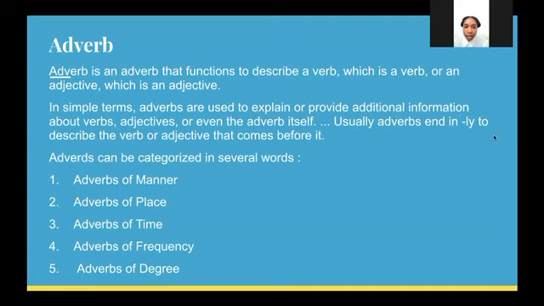Adverbs can be categorized in several ways: adverbs of manner, adverbs of place, adverbs of time, adverbs of frequency, and adverbs of degree. Next.